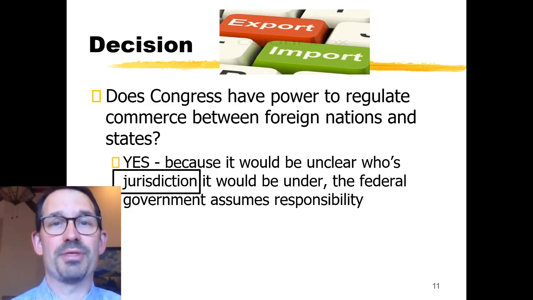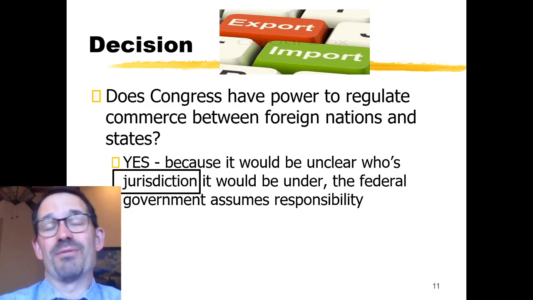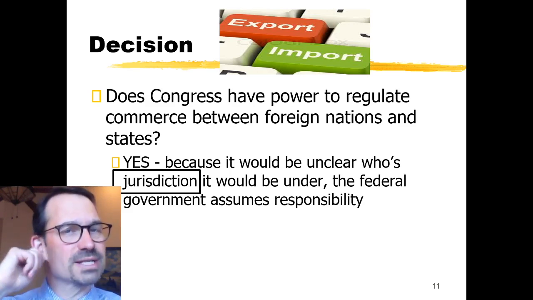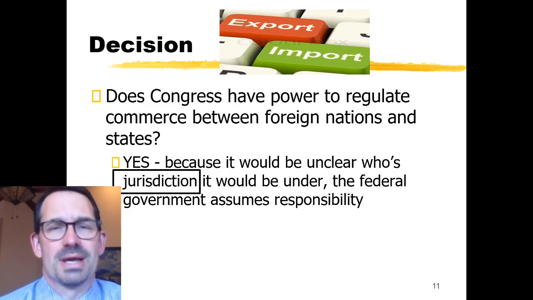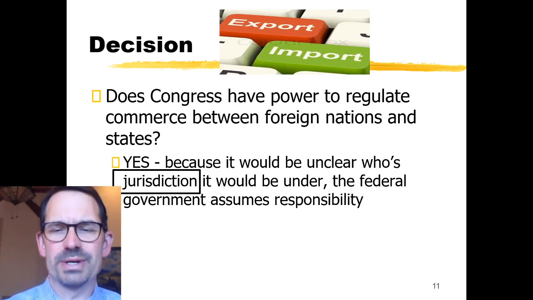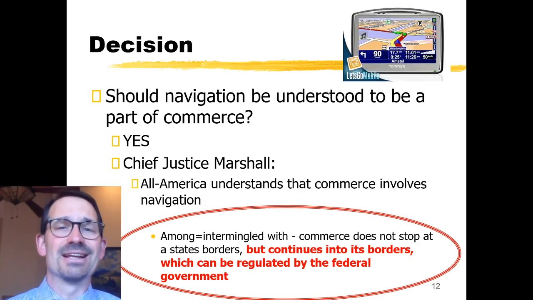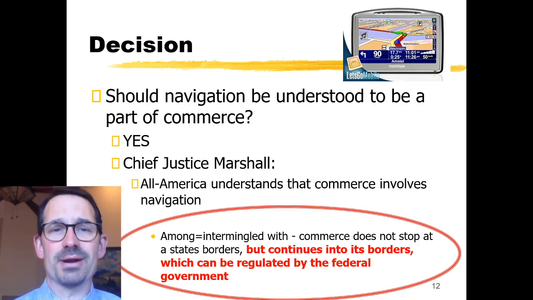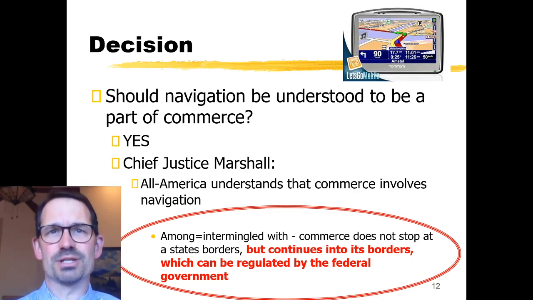You don't know how things go from one place to another. That would be nuts. Right, so first of all, it's a jurisdictional issue. Who has the power to hear this problem? National government does, because as soon as it crosses state line, you can't have somebody going between different things like that. Second, should navigation be understood to be part of commerce? Marshall says yes. All America understands that navigation is part of commerce.